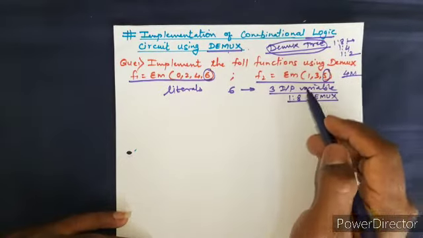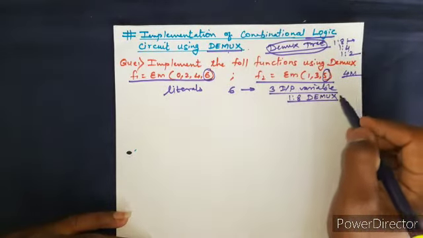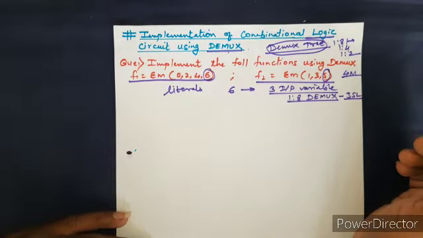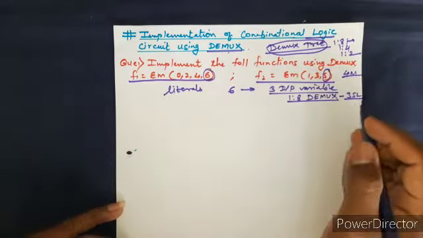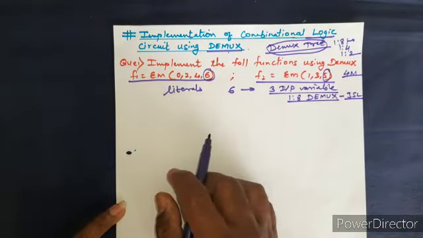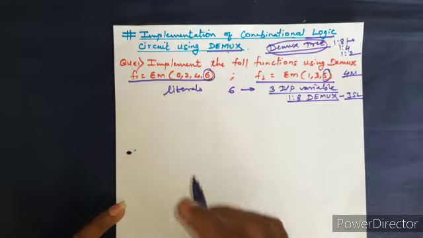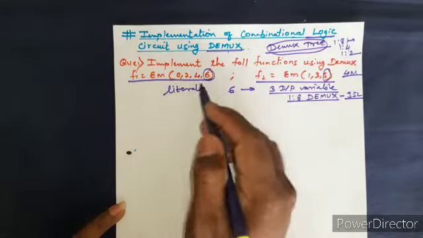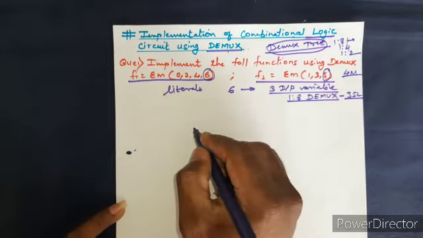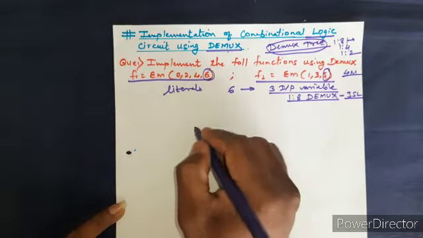because a 1:8 DEMUX will have 3 select lines, right? So it is again very simple, nothing hard or very complicated in this. Actually what you have to do is consider this equation and you can simply draw the 1:8 DEMUX.